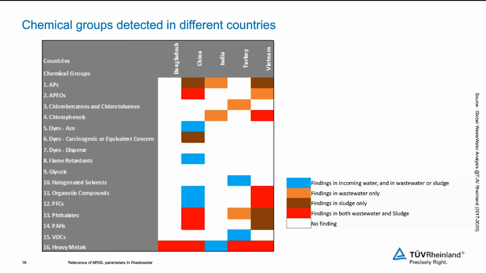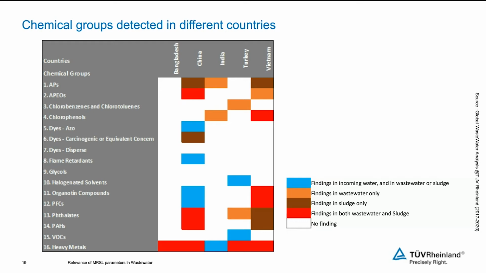When we come to Turkey, chlorobenzene and toluene are found in wastewater. And talking about another chemical parameter, halogenated solvents, they are found in incoming water and sludge or wastewater. And then coming to Vietnam, organotin compound and PFC are found in wastewater and sludge only. And heavy metals are also found in wastewater and sludge.